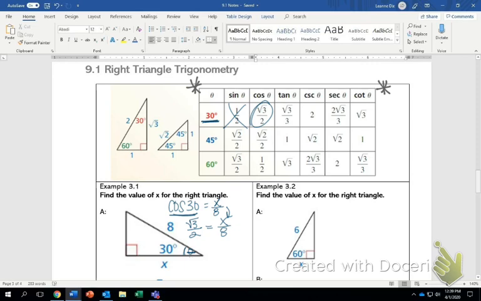From here, you can actually cross multiply. All right, so this will give me 8 times the square root of 3 equals 2x. And then we're going to solve for x. So I'm going to divide by 2 on both sides, and I get x is equal to 4 times the square root of 3.